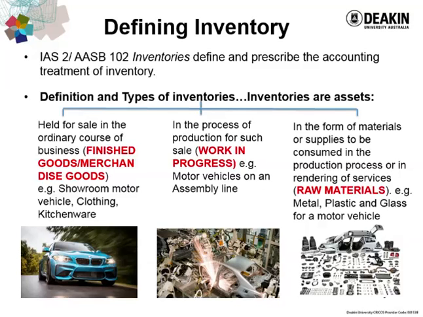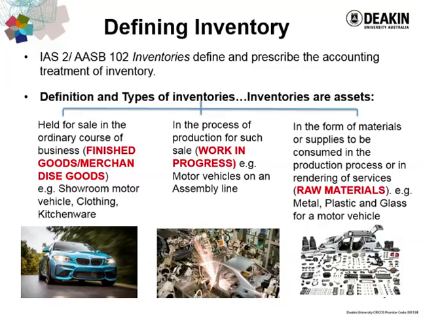For example, if your business makes and sells motor vehicles, showroom motor vehicles will be the finished goods. Work in process inventory will include any motor vehicles on the assembly line, and all components like metal, glass, engine, and plastic will be raw materials.